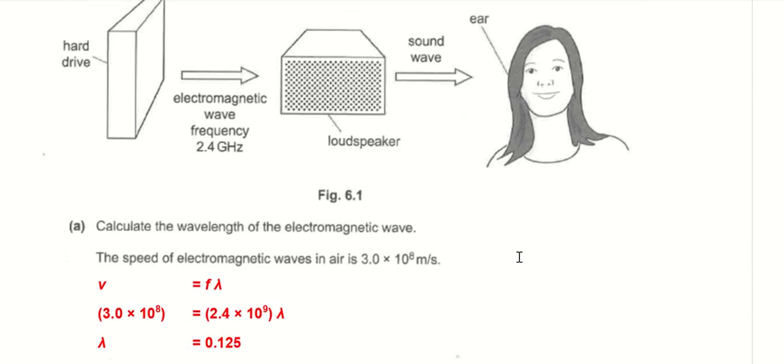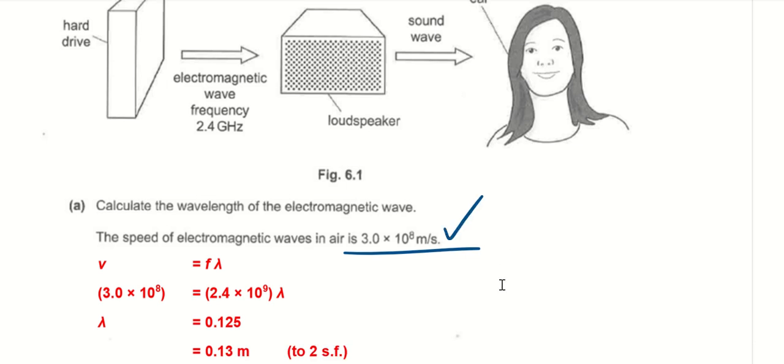Now, the speed of EM wave in air, they give us 3 times 10 to the power of 8. I think in previous years they never gave us, right? Just in 2020 they didn't give us. So nonetheless, it is good to memorize. For light, for EM wave, for radio wave in air or in vacuum, it is about this value.